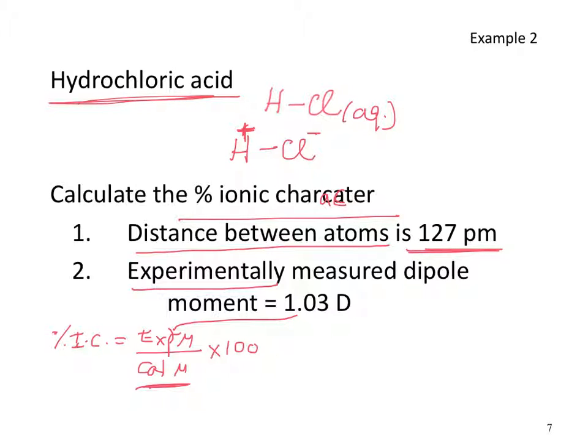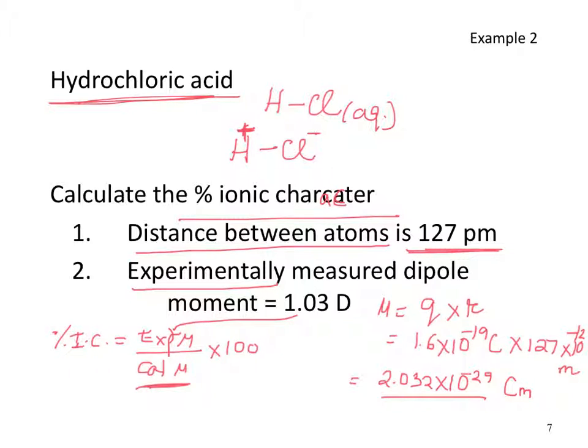In order to get the calculated dipole moment, which is nothing but the product of the charge times the distance of separation. Since it's a unipositive, uninegative charge, the Q is going to be 1.6 times 10 to the negative 19 coulombs times the radius, 127 picometers. Pico means 10 to the power of negative 12. So you can safely say that this value comes out to be 2.032 times 10 to the negative 29 coulomb meters.